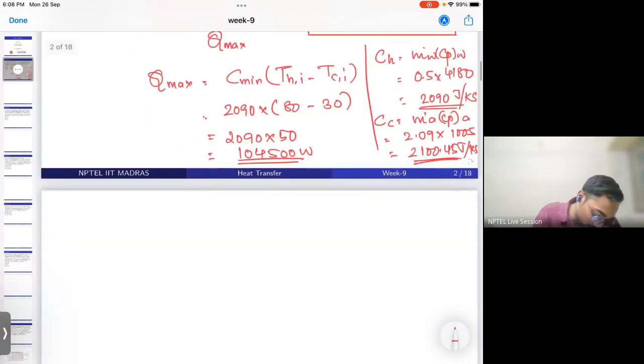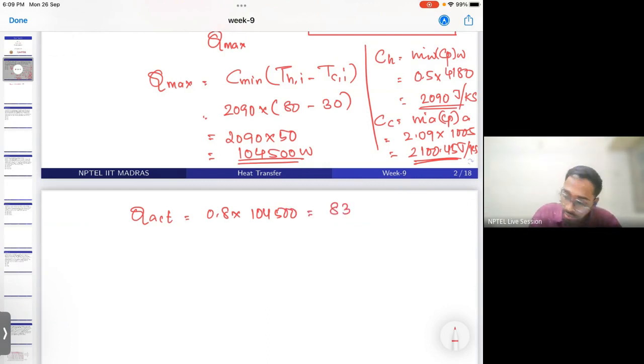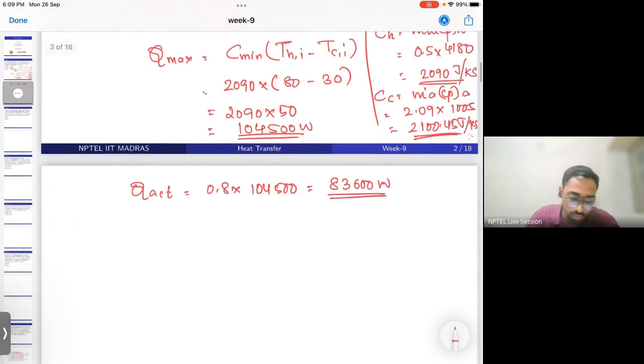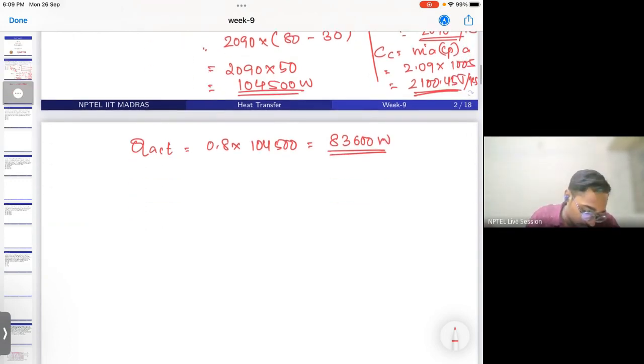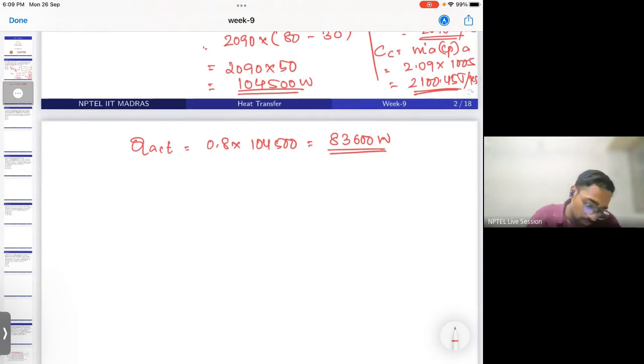The effectiveness is already given, so Q actual is equal to 0.8 times 104500. So the actual heat transfer that is happening is 83600 watts. You can just verify the mathematics. Okay, so we got the Q actual.